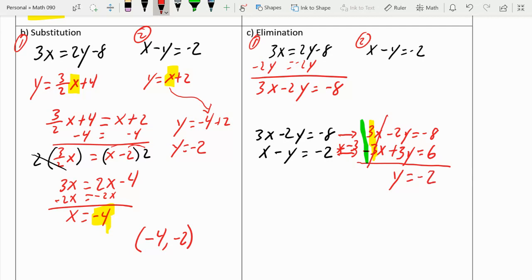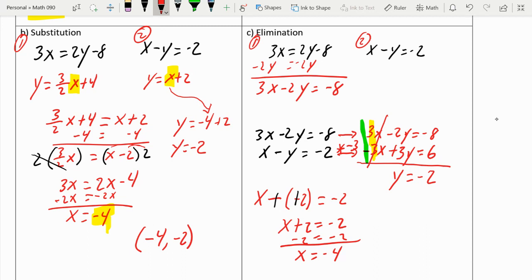And then pick one of those two equations. All right, go back to the original. Pick one of those two equations. Doesn't matter which one you pick. I'm going to pick equation 2. So I have x minus, I'm replacing y with negative 2. All right. And what happens when you have two negatives next to each other? All right. Please don't mess that up. So we end up with x plus 2 is equal to negative 2. Subtract 2 from both sides. X is equal to negative 4.